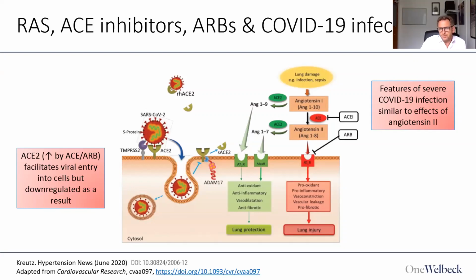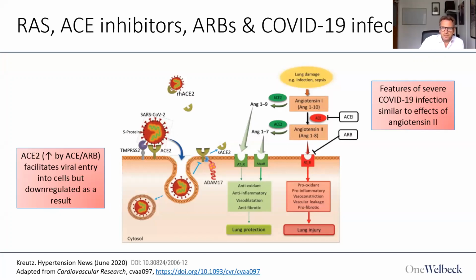And on the right, you've got the renin-angiotensin system. The one we all know well is in red. So angiotensin 2 has got a variety of harmful effects on the lung, and features of severe COVID infection do appear to be very similar to the effects of angiotensin 2 on the lung. So that's thought to be a possible mechanism of some of the damage done by COVID infection. But there's also a counter-regulatory and beneficial arm to the renin-angiotensin system.